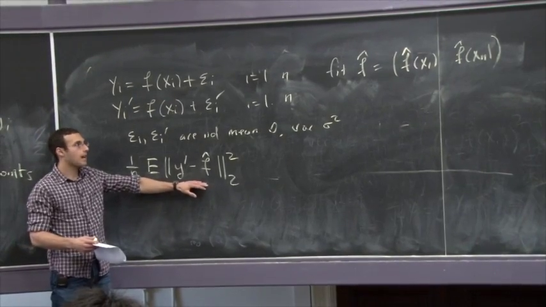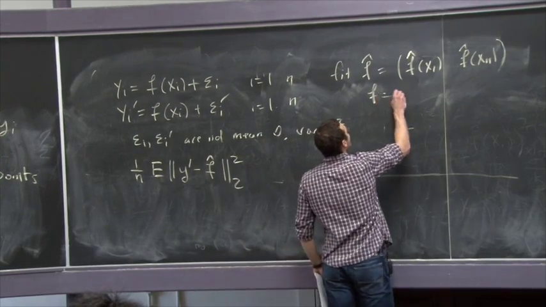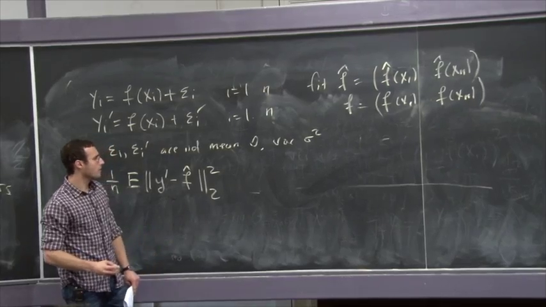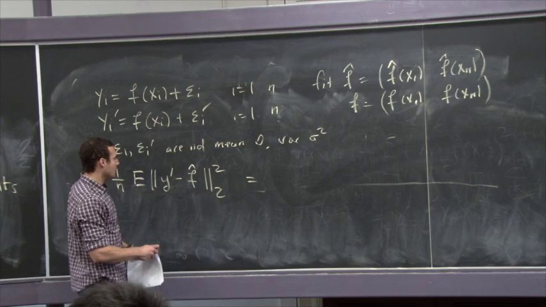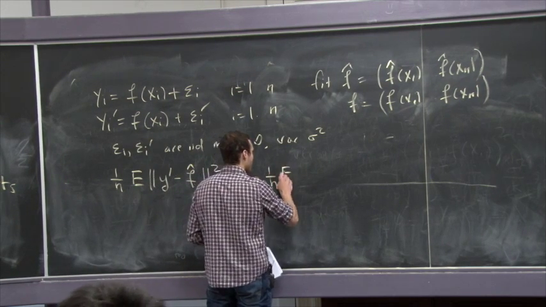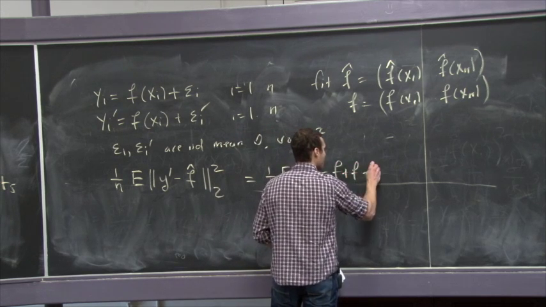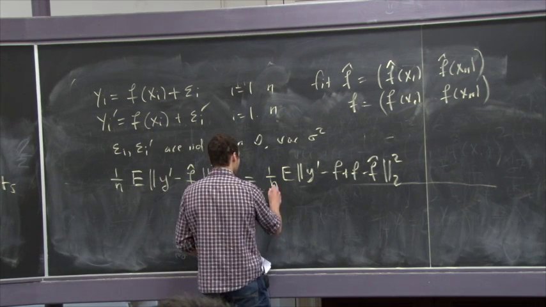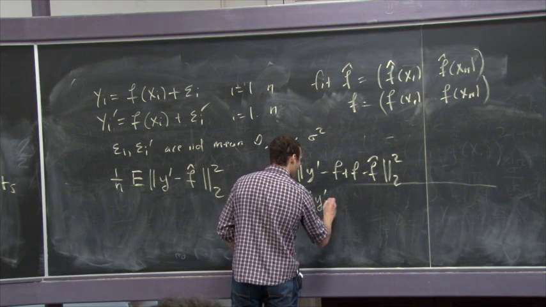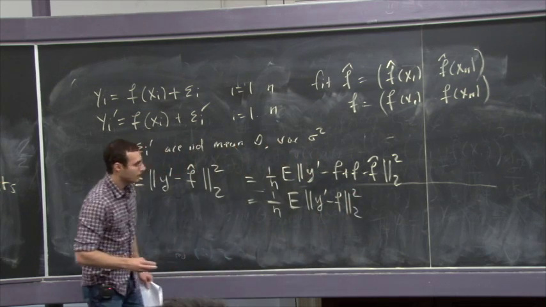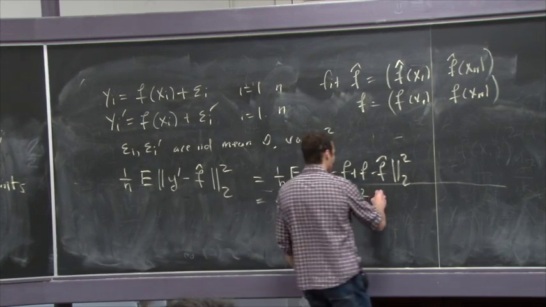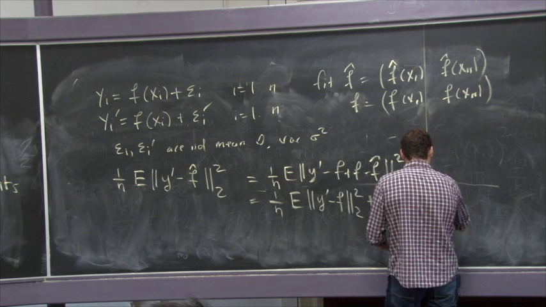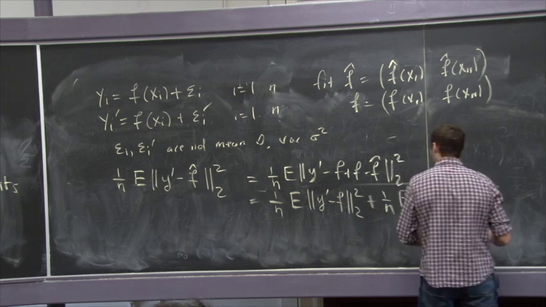So let's just add and subtract. Start off by adding and subtracting f. So we'll use the same notation for f as we did for f hat. It's just the function evaluated at these endpoints. Let's add and subtract f in here. So this is equal to y prime minus f plus f minus f hat squared. And now let's expand the square. So we're going to get a term that looks like 1 over n times the expectation of y prime minus f squared, plus 1 over n times the expectation of f hat minus f squared, plus the cross term.